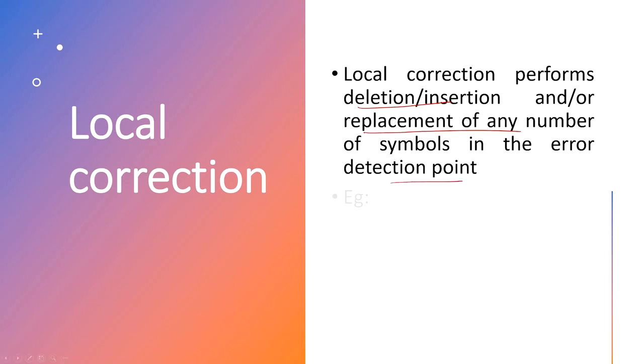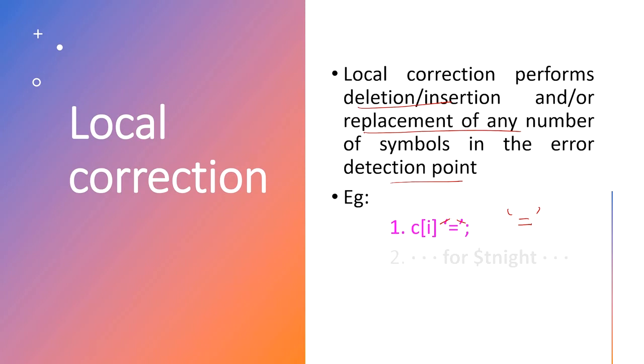Local correction. Local correction performs deletion, insertion or replacement of any number of symbols at the error detection point. For example, C of I equal to. So here the scanner deletes the first quote because it cannot legally follow the closing bracket, and the parser replaces the resulting single quote equal to by an assignment statement. So it deletes the two quotes. Most of the errors are corrected by local correction.